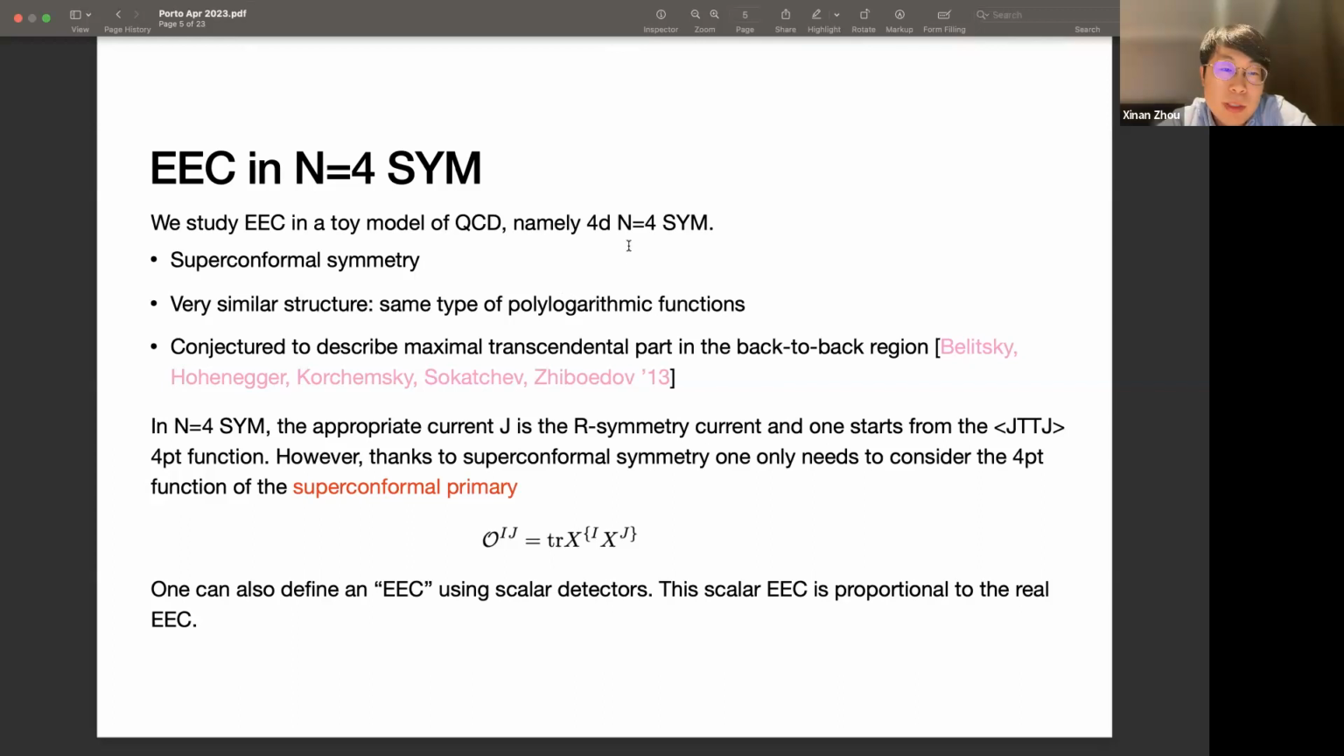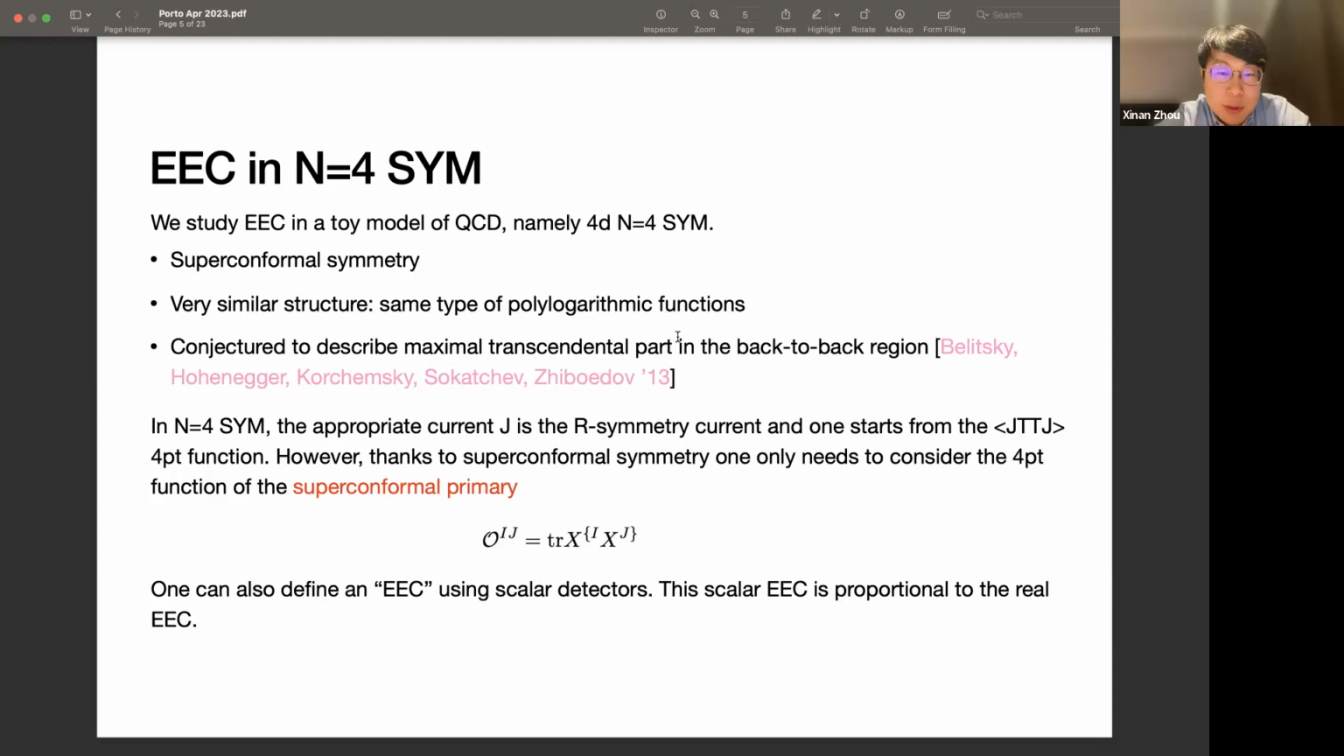N=4 super Yang-Mills has not only conformal symmetry, but also supersymmetry, and we'll see that this allows us to get a lot of mileage in this calculation. Now, studying N=4 super Yang-Mills also has some connection with the model which we really care about. It turns out that in many explicit examples, the energy correlator in QCD and in N=4 super Yang-Mills share a lot of structural similarities. More precisely, you find the same type of polylogarithmic functions appearing in both theories.